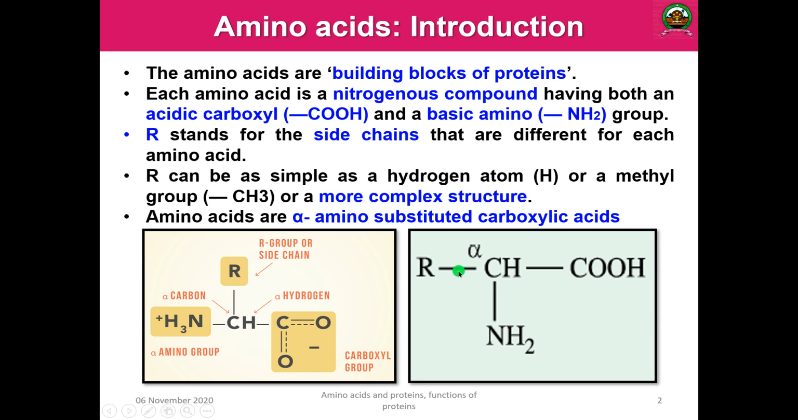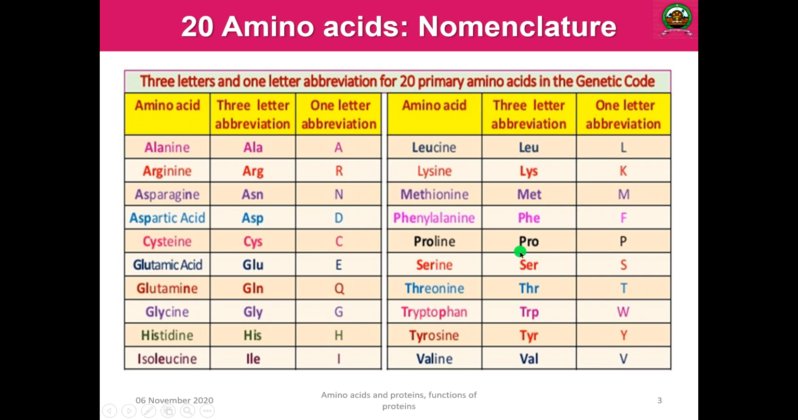More clearly, R, CH, NH2, COOH, and the carbon atom present in the center is known as the alpha carbon atom. In this alpha carbon atom, one side chain is attached, an NH2 group is attached, one hydrogen is attached, and one carboxylic acid group is attached. So that is what I told you, alpha amino substituted carboxylic acid. These are amino acids.